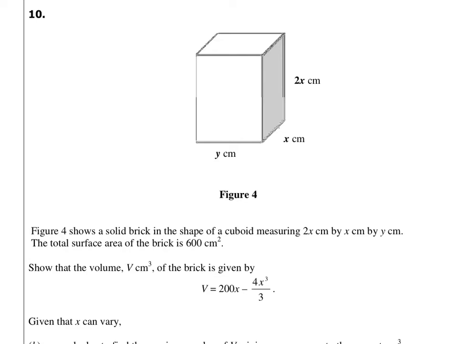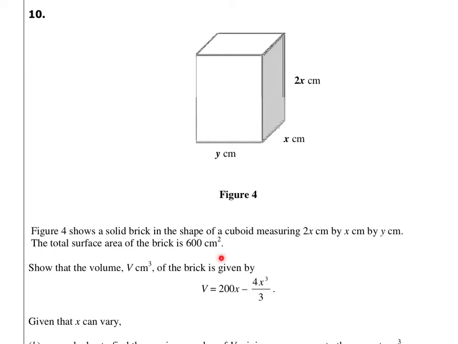In question 10, you're given a brick which is in the shape of a cuboid, and you can see its measurements are 2x by x by y, and they're all labelled on the diagram here. And then it tells us that the total surface area of the brick is 600 centimetres squared. And the first part of the question is to show that the volume V centimetre cubed of the brick is given by V equals 200x take away 4x cubed over 3.